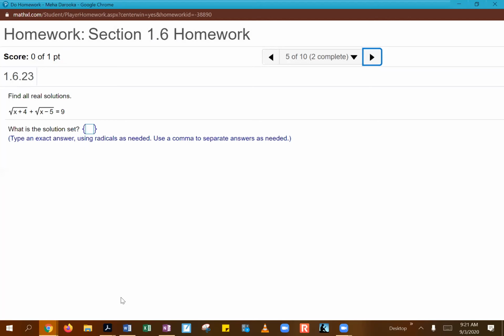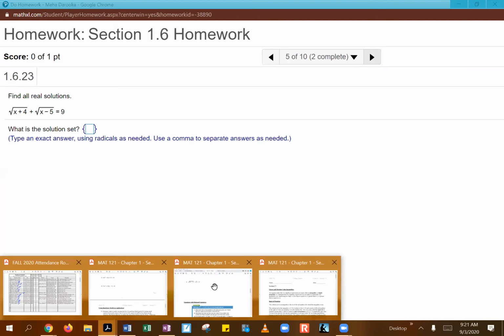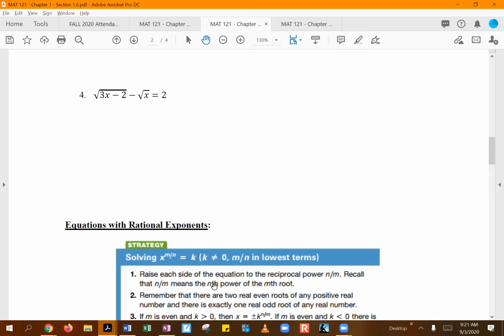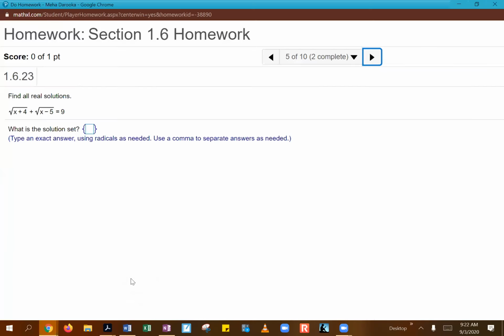With the next example over here, you definitely want to move one of those radicals to the right-hand side and try solving it accordingly. Again, from your video lectures, if you look at how we did number 4, you should be able to follow those same instructions to try and do number 5 from your homework over here.